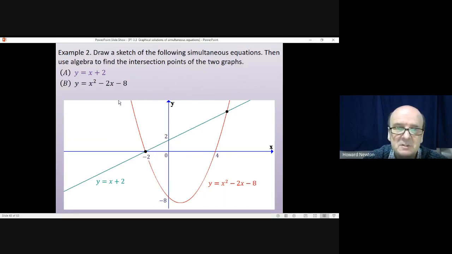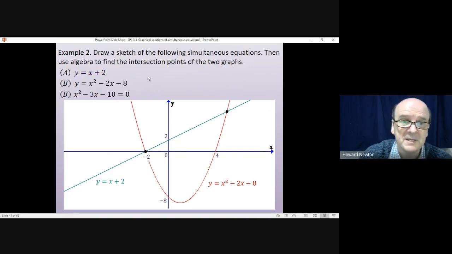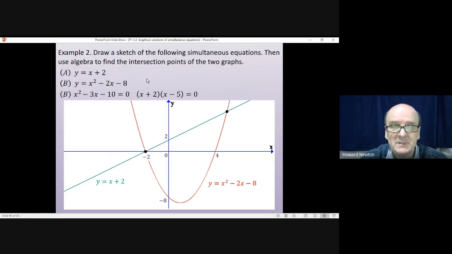And to find those, we're going to solve these equations simultaneously. And a bit like the first question, what I'll do is substitute the value of y from the first equation into the second one. So instead of writing y here, I'll just write x plus 2 is equal to x squared minus 2x minus 8. I can rearrange that and I get another quadratic, a different one. x squared minus 3x minus 10 equals 0. Solving that, it does factorize into x plus 2 times x minus 5 equals 0.